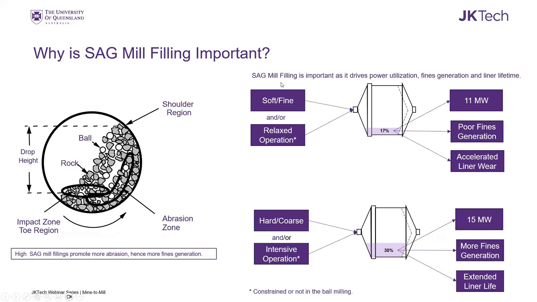So SAG mill filling is important because it drives power consumption. With low mill fillings, we get low mill power consumption. With higher mill fillings, we get higher power consumption. But also with low mill fillings, we get poor fines generation. With higher mill fillings, you get more fines generation. And also with very low mill fillings, there is accelerated liner wear. So the mill liners are more protected with higher mill fillings. So with higher mill fillings, we win on all of this: more power, more fines generation, and liners are more protected from wear.